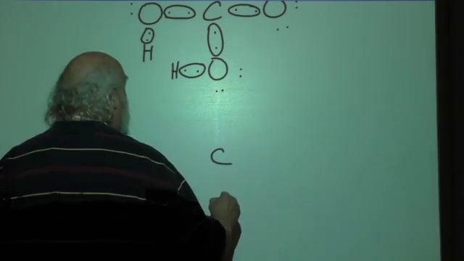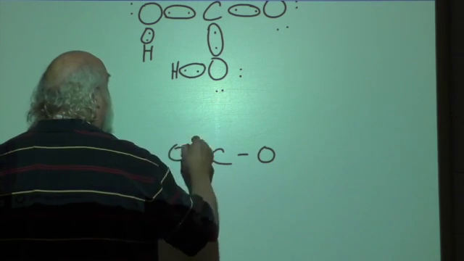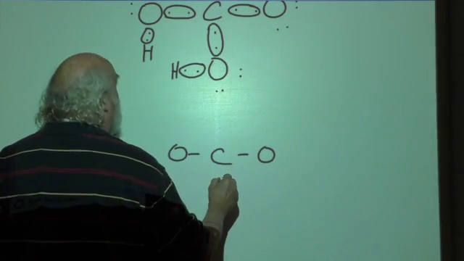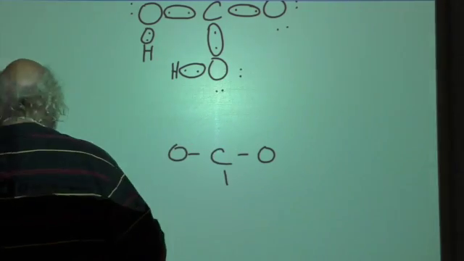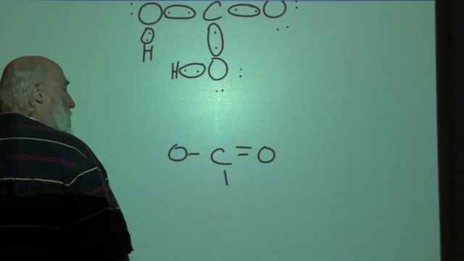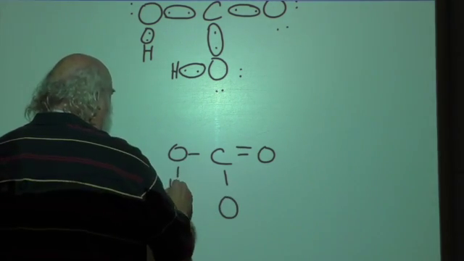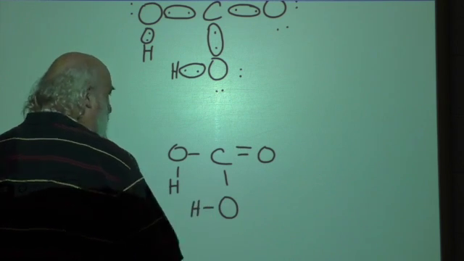So carbon, oxygen, oxygen, oxygen, and actually this is a double bond, that's cut off, right? That's a double bond, so we'll put another line there. And this is an oxygen here. Now we also have a hydrogen here, and a hydrogen here.